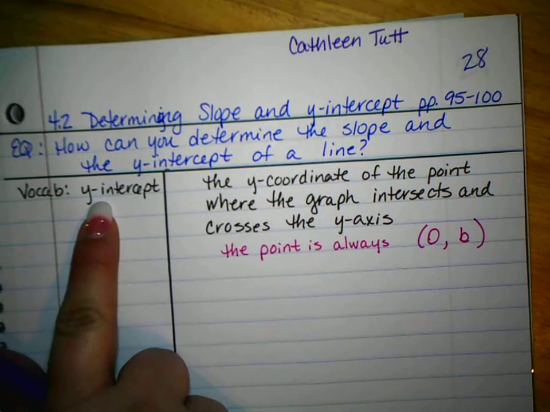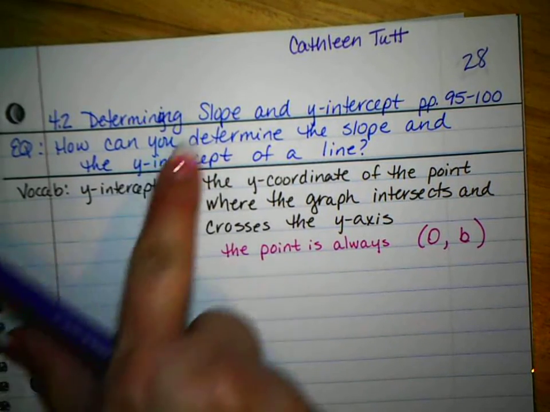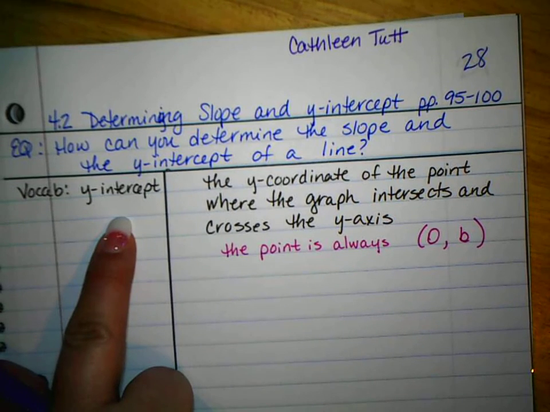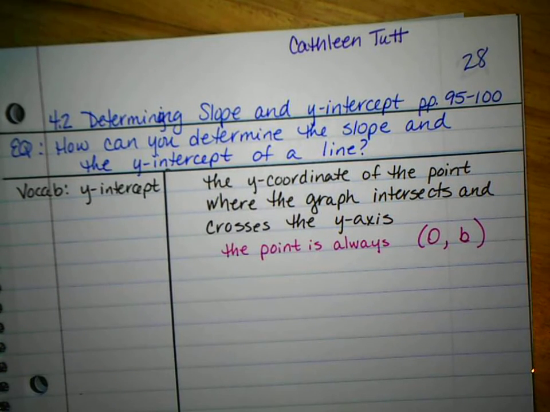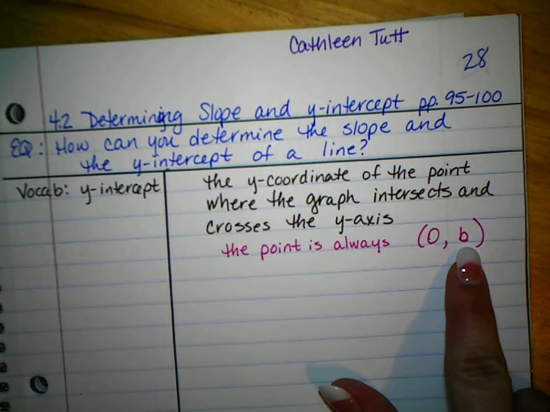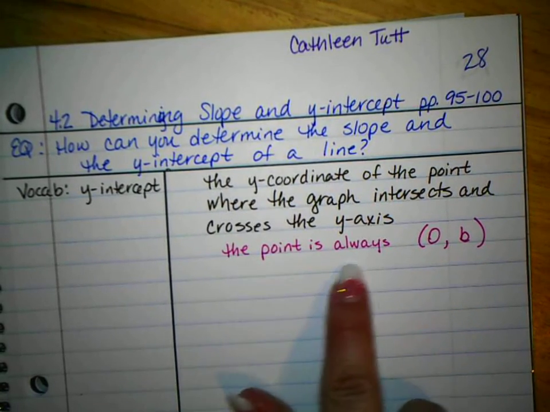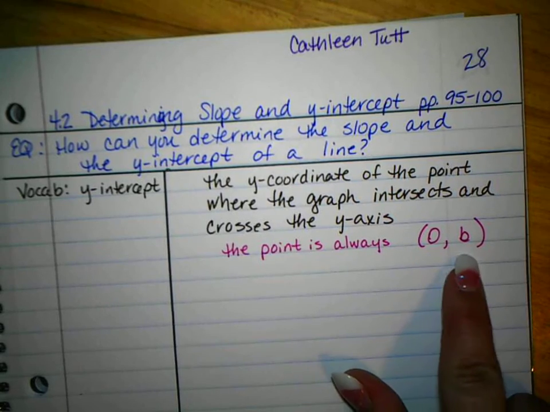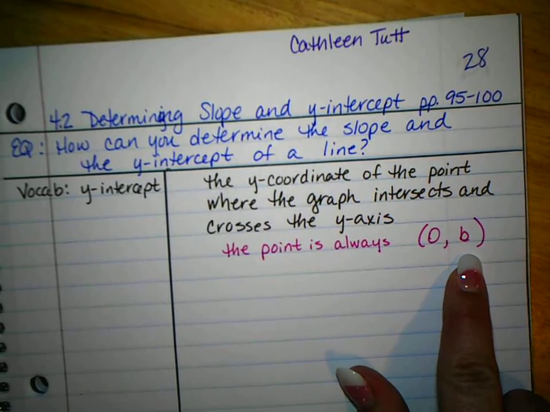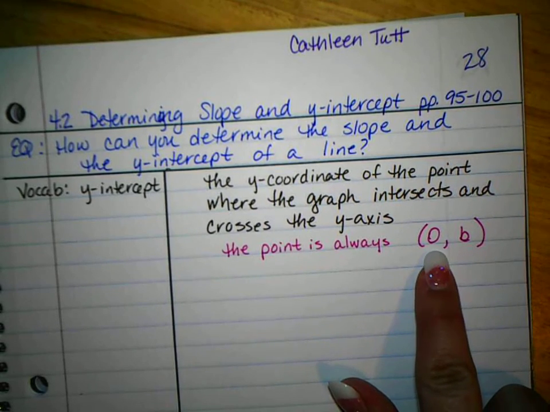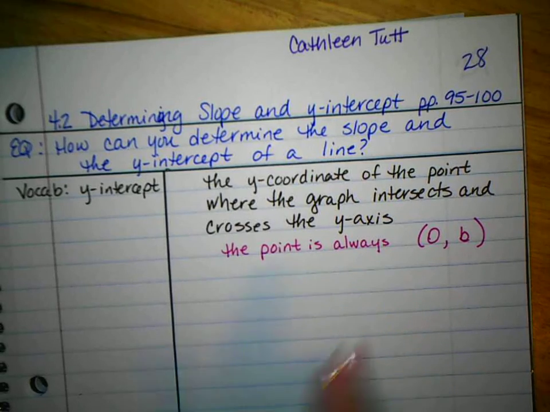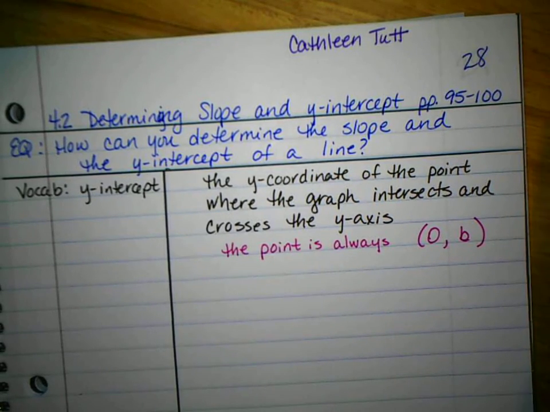And we have a vocabulary word to start with today. We've already talked about slope, but now we're going to add in y-intercept. That is the y-coordinate of the point where the graph intersects and crosses the y-axis. And the point is always going to be in the form of (0, b), b standing for the y-intercept value. The x is always going to be 0 because we're on the y-axis, which means we don't move on the x-axis.